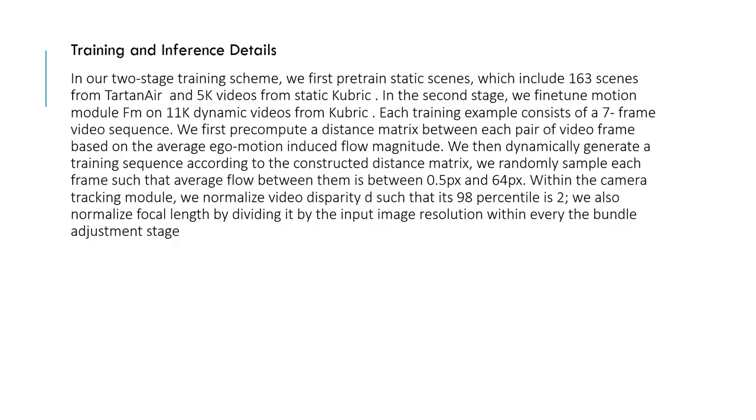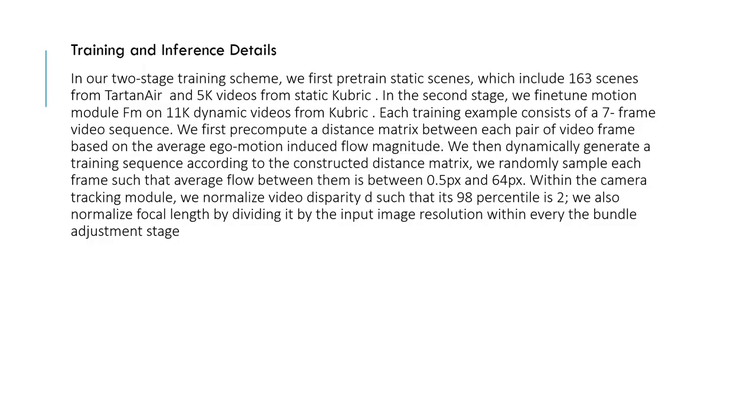Now we already saw our training stage on static scenes, which uses 163 scenes from TartanAir and 5k videos from Kubric static. In the second stage we fine tune the motion module FM on 11k videos from Kubric. Each training example consists of 7 frame video sequences. We pre-compute a distance matrix between each pair of video frames based on the average ego motion including flow magnitude. We then dynamically generate a training sequence according to the constructed distance matrix. We randomly sample each frame such that the average flow between them is between 0.5 pixel and 64 pixel.